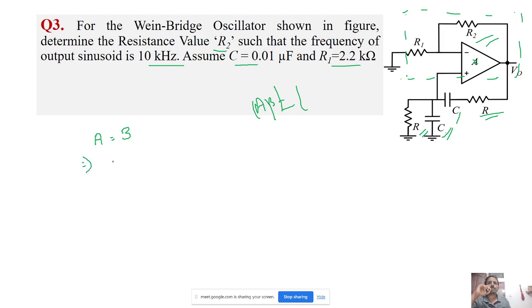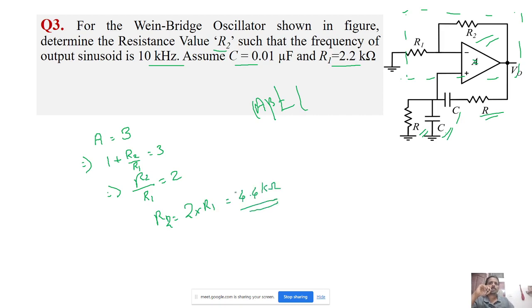This is actually a non-inverting amplifier, right? So what is the gain here? It is 1 plus R2 by R1. That is equal to 3, which means R2 by R1 equals 2. The question is to find R2, so R2 is equal to 2 times R1. What is the R1 value? 2.2, so the value will be 4.4 kilo ohm.